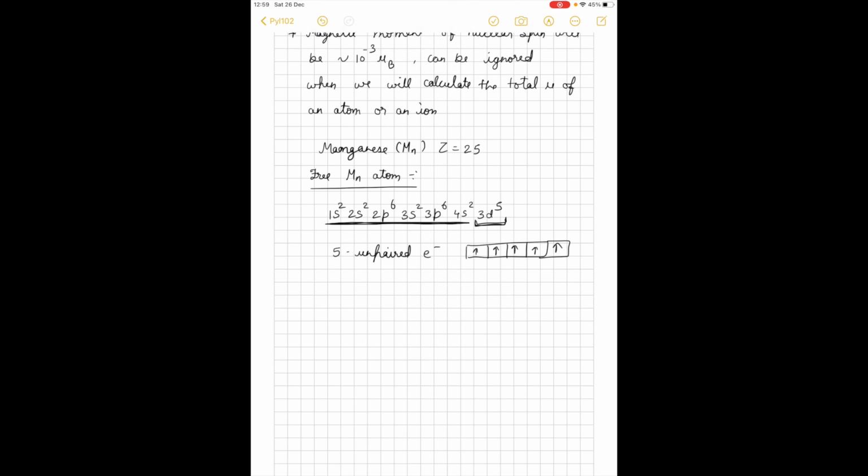Or there is a nice formula also if you want to calculate mu. It's actually the square root of n into n plus 2 Bohr magneton, which is, let's say for us, the number of unpaired electrons are 5. So 5 into 7 mu B. So square root of 35, whatever it is. So the answer will be this. Okay. So this is, let's say, the magnetic moment of the manganese.